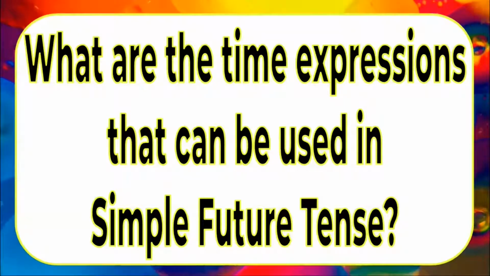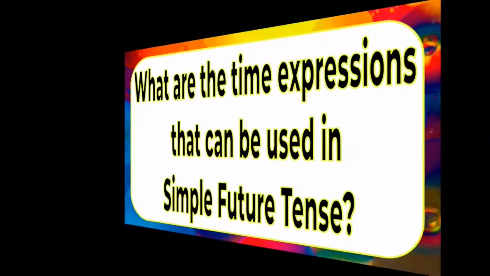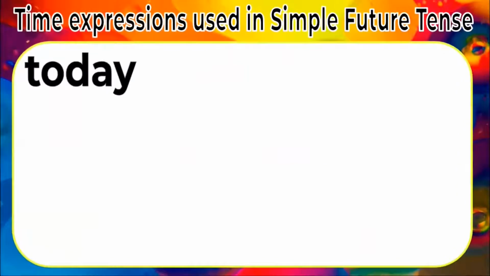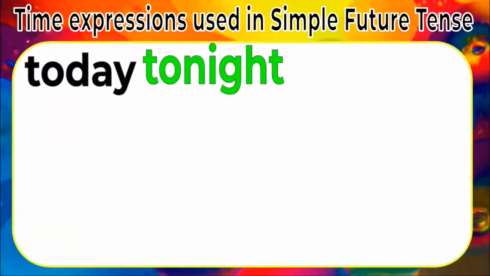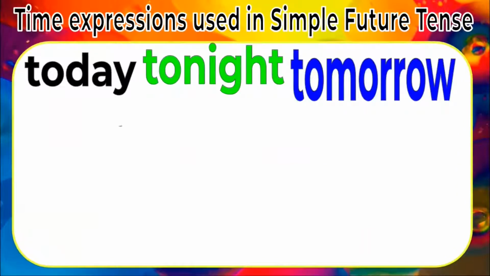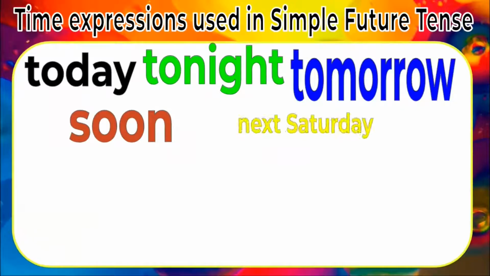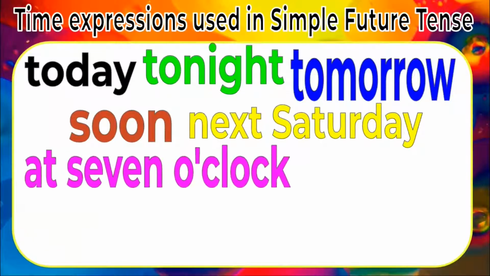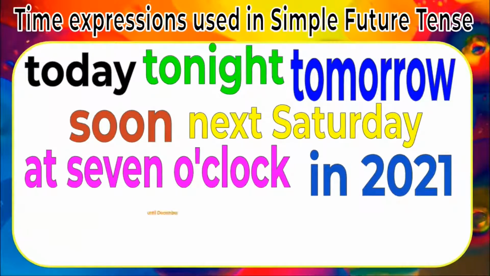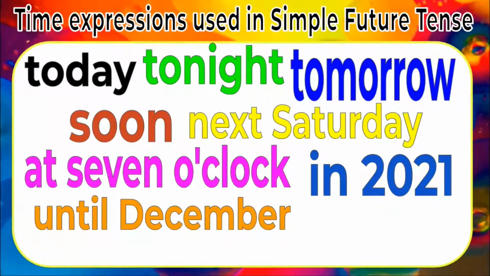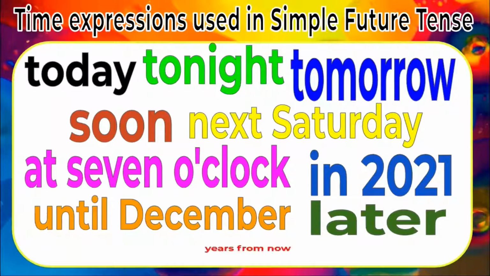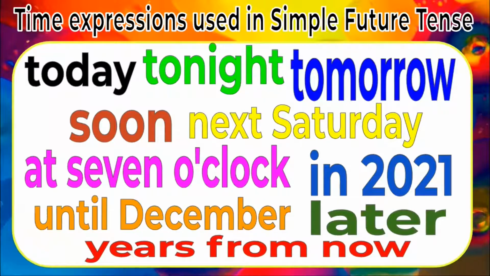What are the time expressions that can be used in simple future tense? Let's find out. Today, tonight, tomorrow, soon, next Saturday, at 7 o'clock, in 2021, until December, later, years from now.